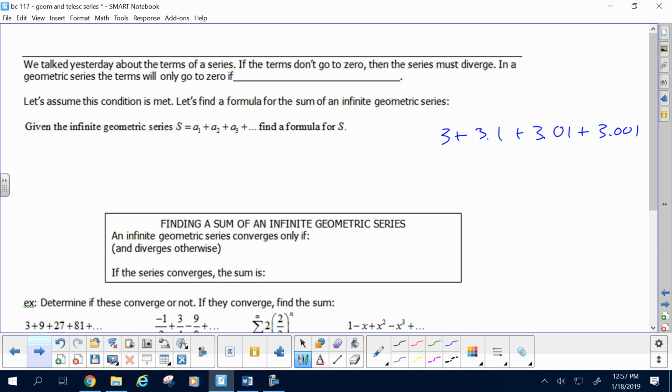I'm going to get infinitely many 3's. That's not going to converge. So it's not enough just that they get smaller. They have to get smaller and go to 0. If the terms don't go to 0, the series diverges. Done. End of story. No chance. If the terms do go to 0, it has a chance.